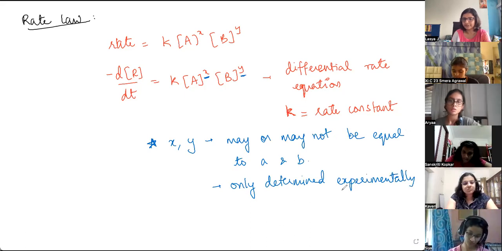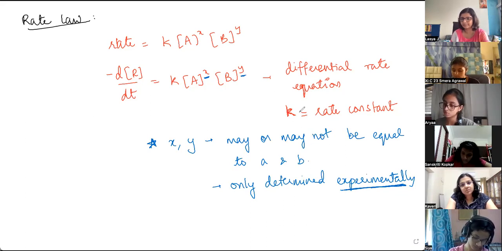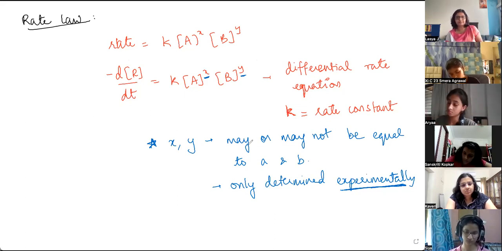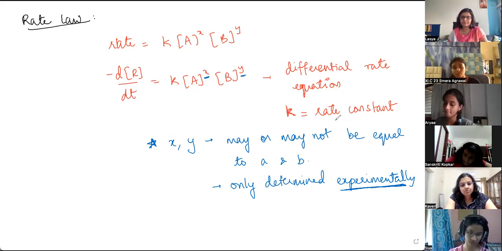There's no shortcut way just by looking at a reaction, like, okay, what could it be? And once you know the values of x and y, you can integrate it in order to get the rate of a reaction at a specific time t. So the formula that you get would be the integrated rate equation. So we'll be looking at that also in this section. Okay.